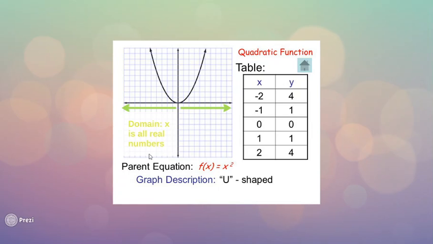Okay, now the range pertains to the y-axis, and you ask yourself, how low does the graph go, and how high does the graph go? Looking at how low it goes, the lowest y value on my graph is at the point 0, 0. There is an actual point there, it's shaded in, which means the y's can equal that value. So it is equal to 0.